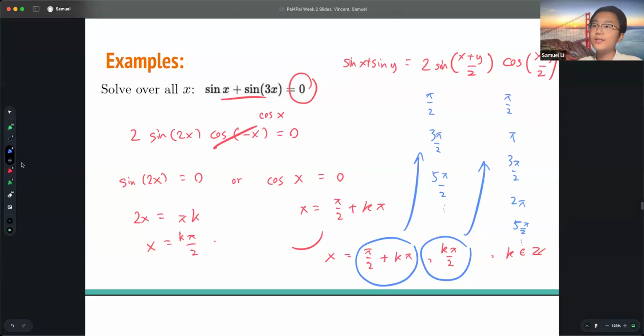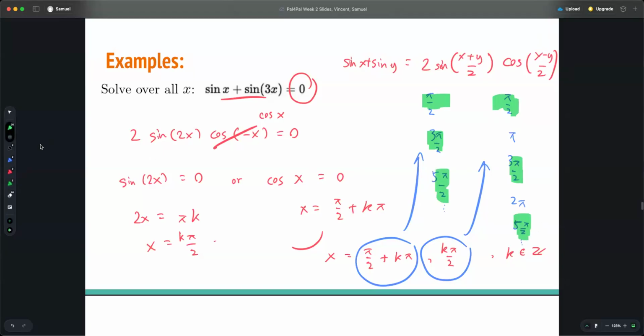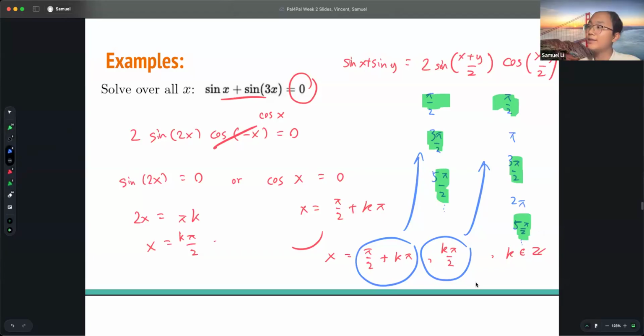And what you notice here is that some of these are redundant. Pi over 2, pi over 2, 3 pi over 2, 3 pi over 2, 5 pi over 2, 5 pi over 2. We could just describe it as k pi over 2. Exactly. So the set of solutions in the first case is just a subset of the solutions in the second case. It is completely contained inside. So we can just rewrite this as x is equal to k pi over 2, where k is an integer.